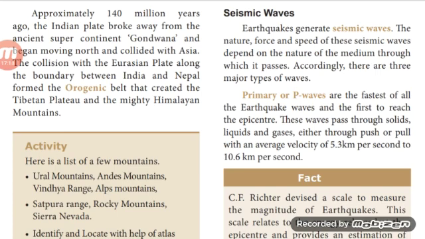What are primary waves? Primary waves are the fastest and it reaches first the epicenter. How does it pass? It passes through the solids, liquids and gases, either through push and pull, with an average velocity of 5.3 to 10.6 km per second.